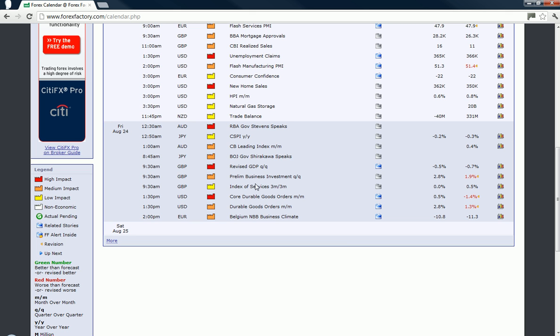And on Friday, the headline data for the week really is the UK revised GDP quarter-on-quarter numbers forecast at minus 0.5%. Previously it was the shocking minus 0.7% number that came out just before the Olympics. And to finish off the week in terms of headline high impact news, we have the US core durable goods orders numbers month on month forecast at plus 0.5% from the previously shocking numbers of minus 1.4%.